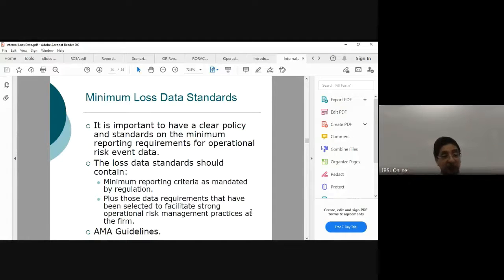But into a loss database, you have to just decide on a minimum threshold to be reported to the loss database. So that is what it says here. Minimum reporting criteria is mandated by regulation, plus those data requirements that have been selected to facilitate strong operational risk management practices at the firm. So that means to put into the loss database, you should have another threshold. All losses have to be reported, but you should not put everything into the loss database; you need to have a minimum threshold for that reporting.